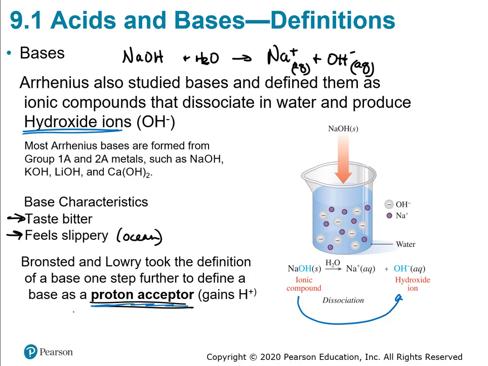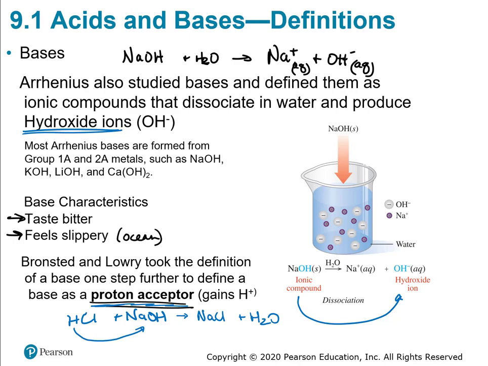But then also, if you have a base, it will end up being the one that accepts or takes on the hydrogen ion from the acid. And in this case, it ends up making salt and water. So they say it's a proton acceptor or a hydrogen acceptor. You can also think of it as the one that gains the hydrogen. The OH pulls the hydrogen in to form water.